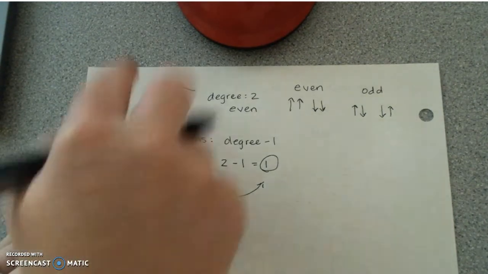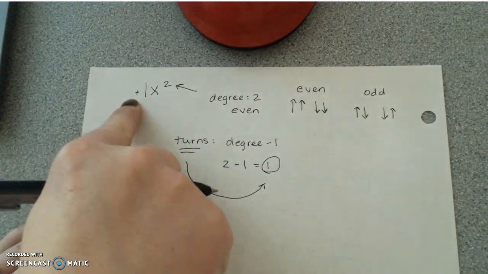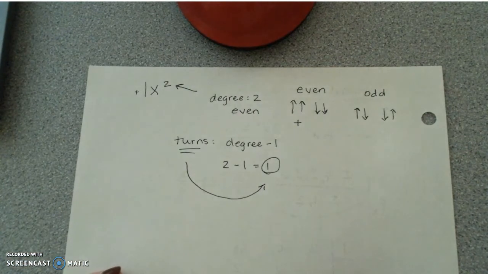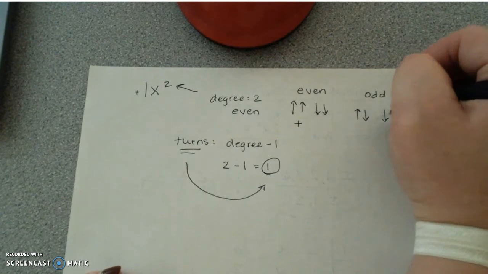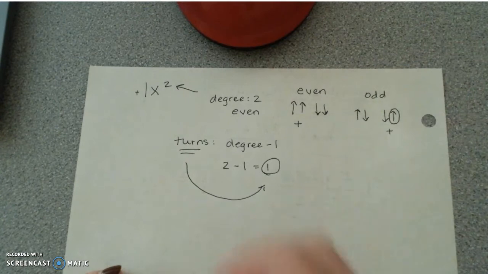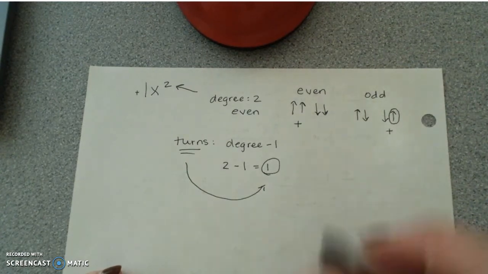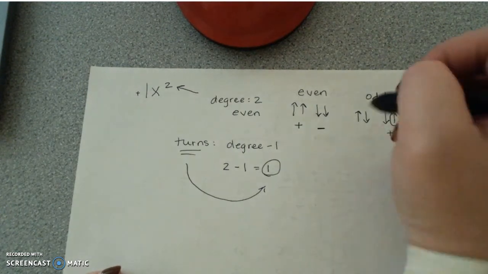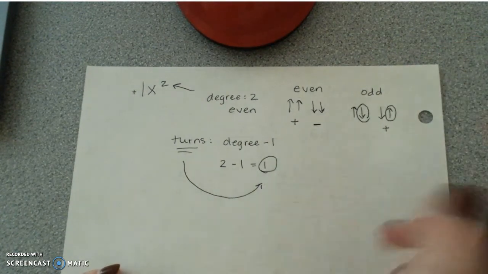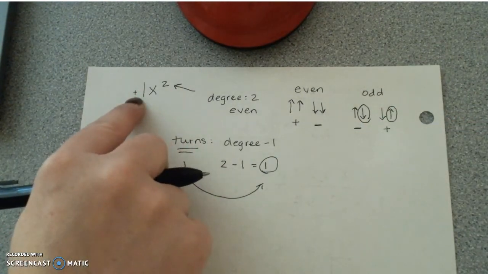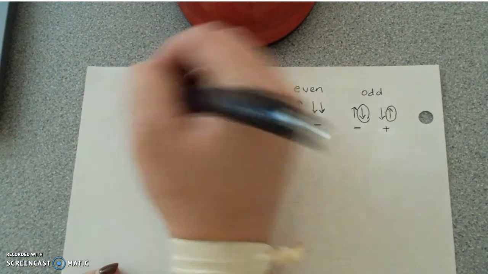So this first number, if it's positive, even, it points up. If it's positive odd, we have to look at our second arrow. So if my second arrow points up, it's positive odd. Even down is negative. And on my odds, if my second arrow is pointing down, it's negative. So this function here is an even positive, so it would both point up.